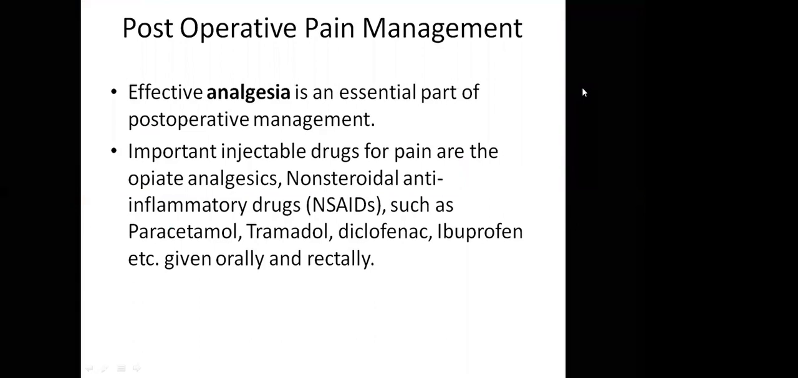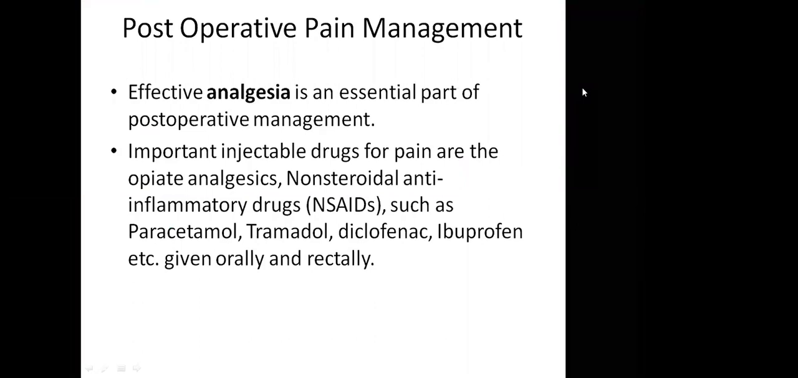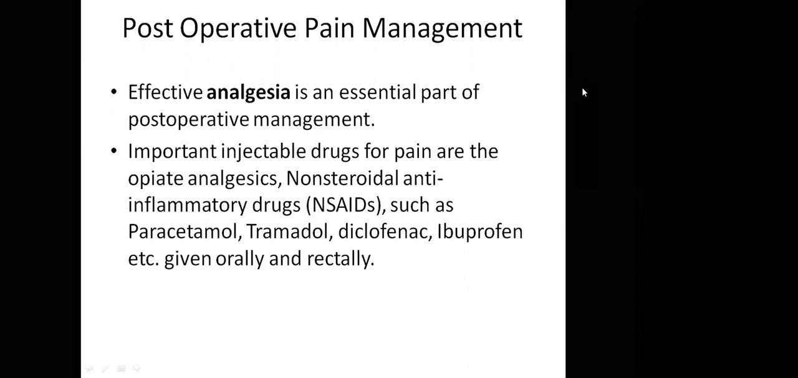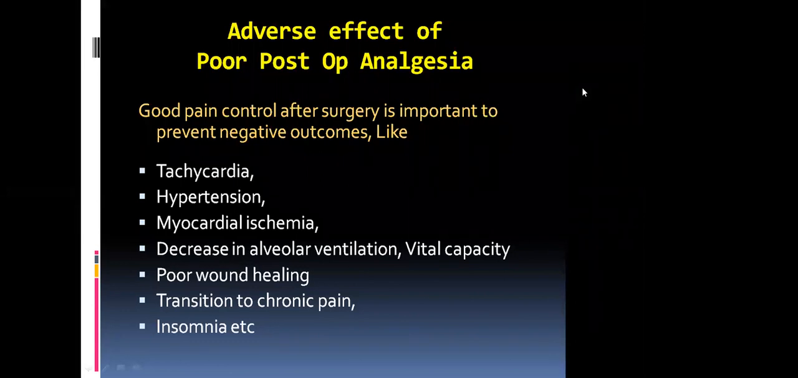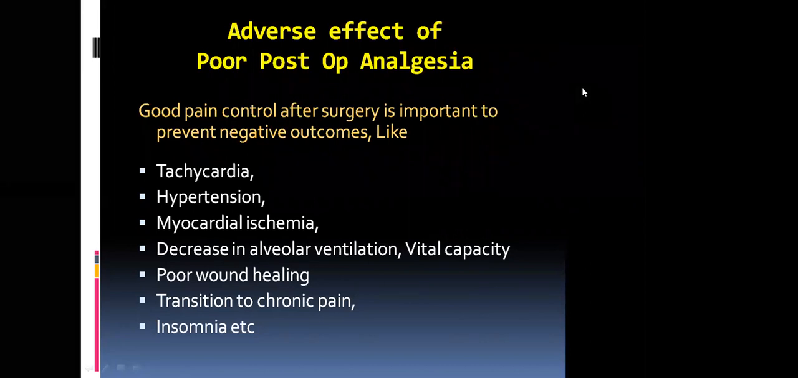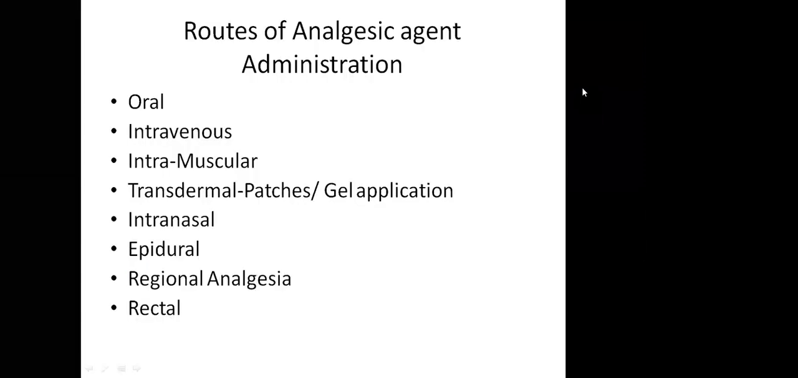Post-operative pain management is a very important part, because effective analgesia matters: the patient and his relatives are more concerned after surgery that the patient is having pain. Not only this, there are adverse effects of poor post-op analgesia. The patient develops tachycardia, hypertension, sometimes myocardial ischemia, and disturbance in alveolar ventilation because of pain. The patient takes shallow breaths, has decreased vital capacity, and ultimately poor wound healing, transition to chronic pain, and insomnia. Insomnia again causes disturbance in cognitive and other complications.